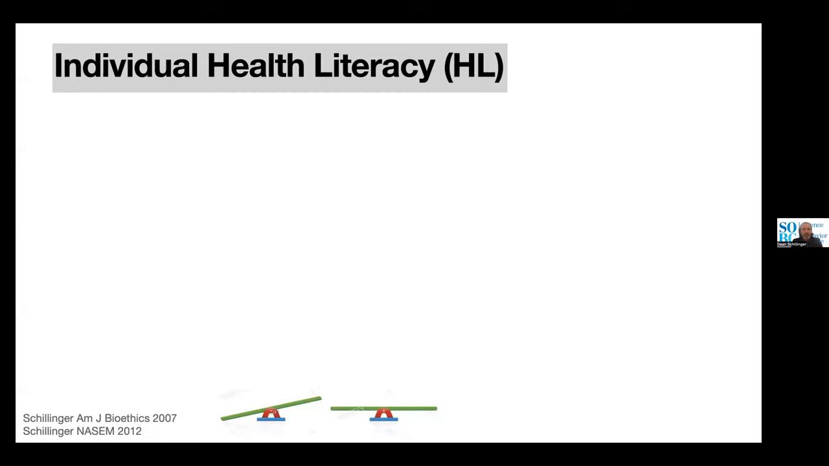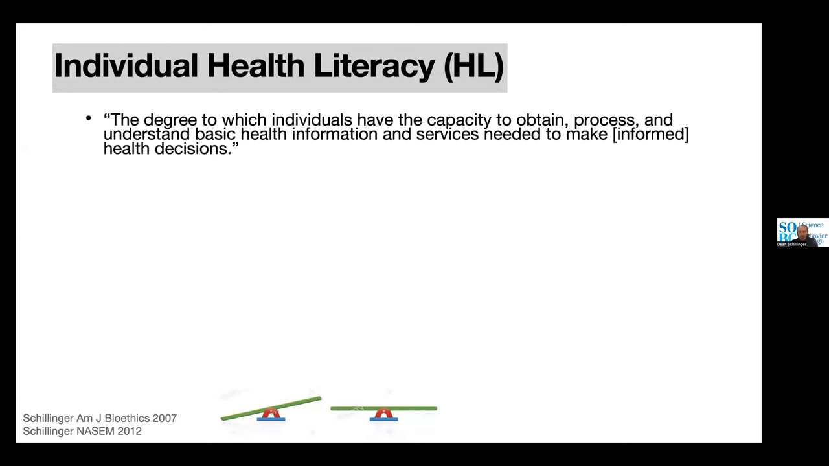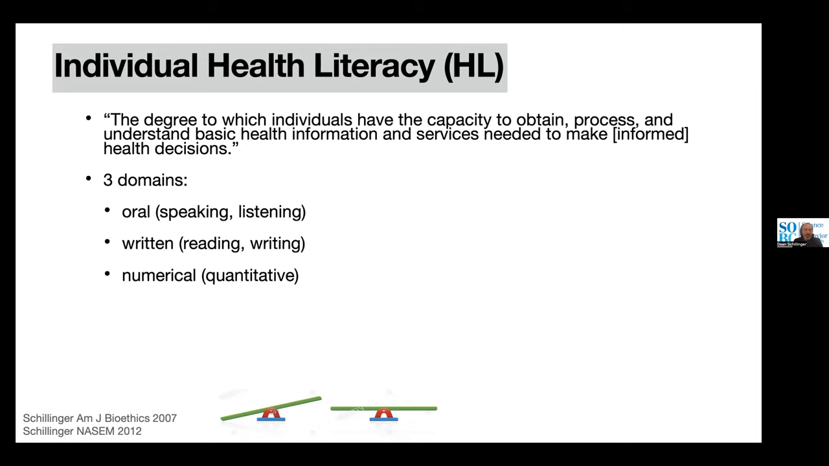So I'll start by talking about individual health literacy, which is what I was asked to present on. This has been defined as the degree to which individuals have the capacity to obtain, process, and understand basic health information and services needed to make informed health decisions. This construct of individual health literacy is most commonly thought of as being comprised of three domains: health literacy in the oral speaking and listening domains, the written as in reading and writing health content domain, and the numerical or quantitative health literacy domain.